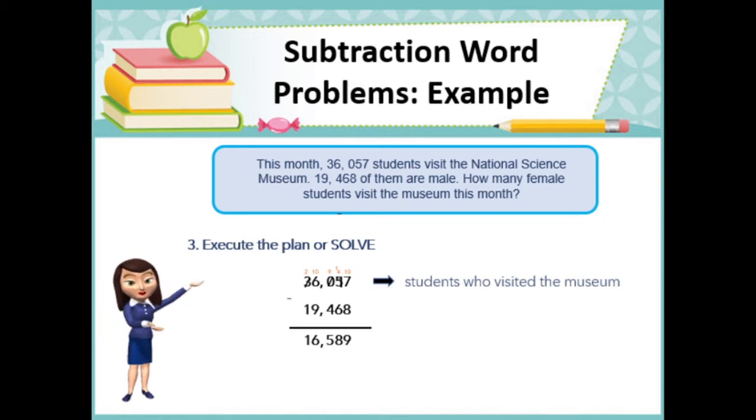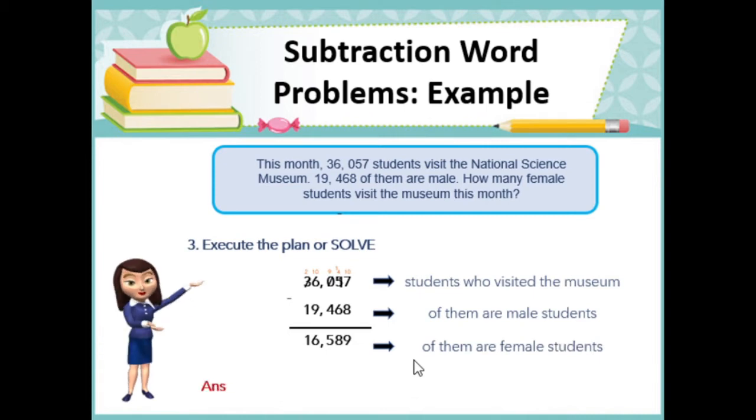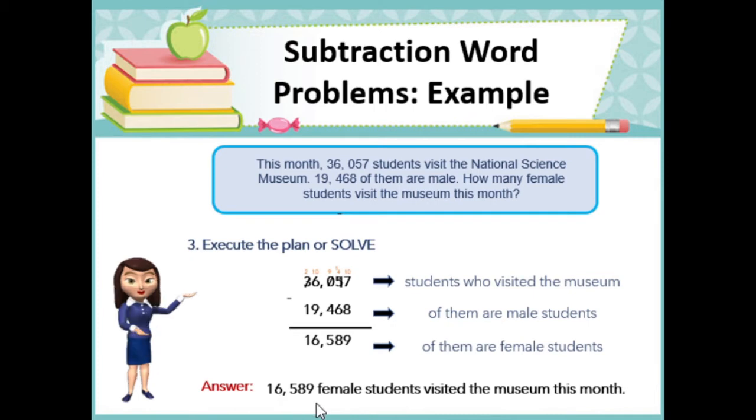36,057 are the students who visited the museum. 19,468 are the number of male students. And when we subtracted it, we got the difference of 16,589. And this is the number of female students who visited the museum. Therefore, our answer for this problem is that 16,589 female students visited the museum this month.